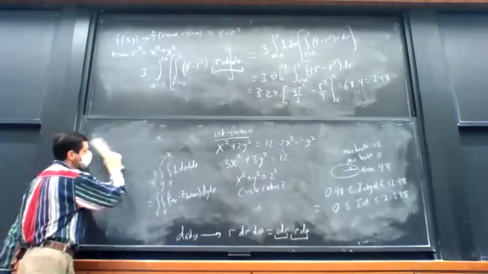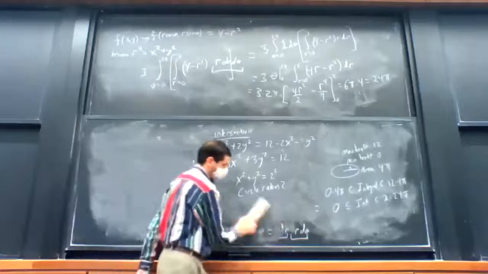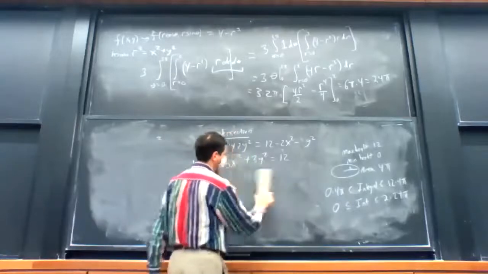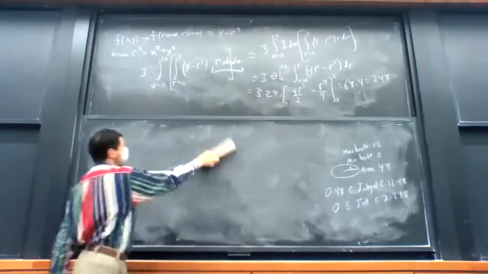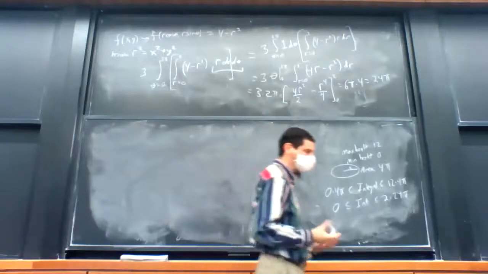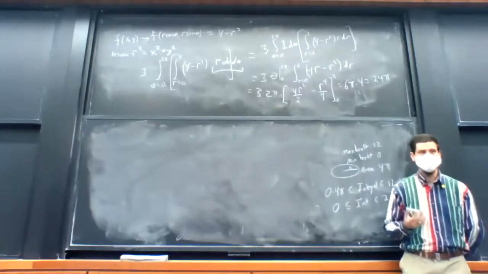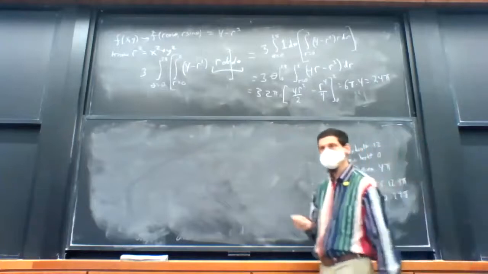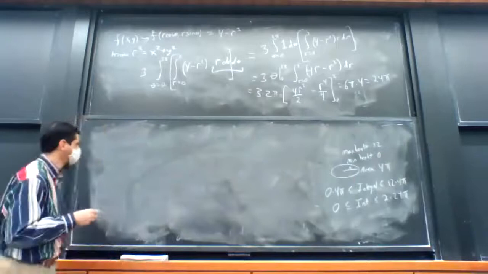Okay, so the question that was asked is, why does dx dy become r dr d theta? So the change of variable formula is the key tool in understanding a lot of this. And it's typically not covered in great detail in the first course, but in some of the special cases, we can explain where it's coming from.